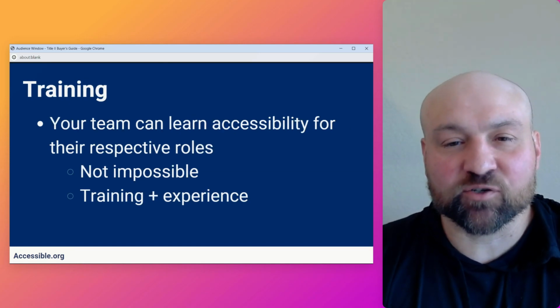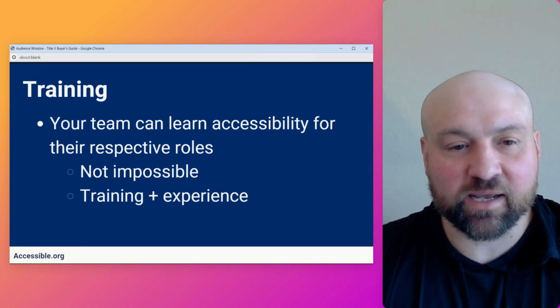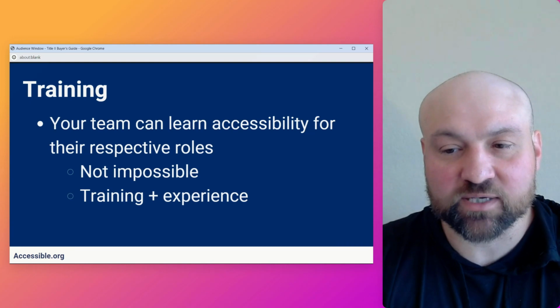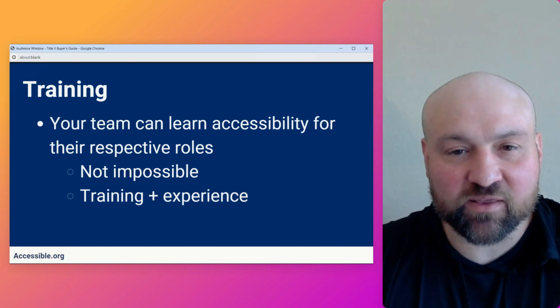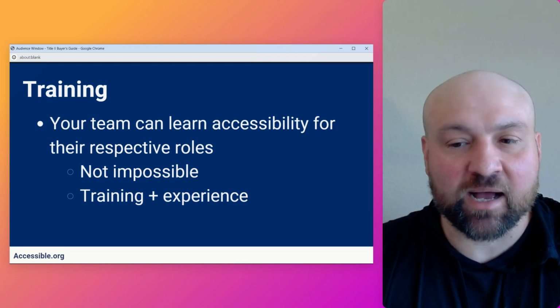All right, so on this next slide, I have training. Let's talk about why training can be so helpful. Your team can learn accessibility for their respective roles. And this is not impossible. Even though you might think accessibility is too confusing right now, it is definitely not that confusing.